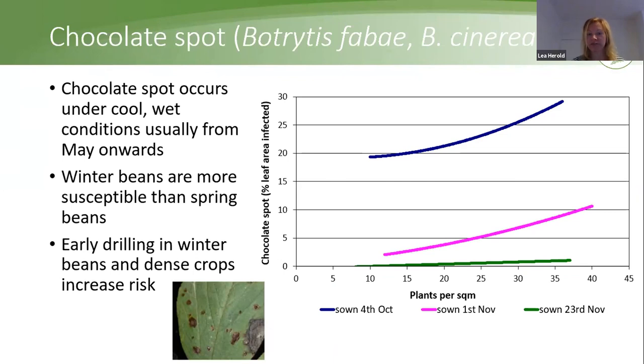On the right-hand side, you can see a graph from an experiment that we did a few years ago. On the x-axis is the plants per square meter, and the denser the population, the higher the chocolate spot infection in the crop. Not only this, the top line, the crop was sown on the 4th of October, the bottom the 23rd of November, and you can see the earlier sown crop had a lot higher infection levels than the later sown crop. So we can say that early drilling in winter beans and dense crops increase the risk of chocolate spot. This is due to the microclimate, the humidity that develops in dense crops.